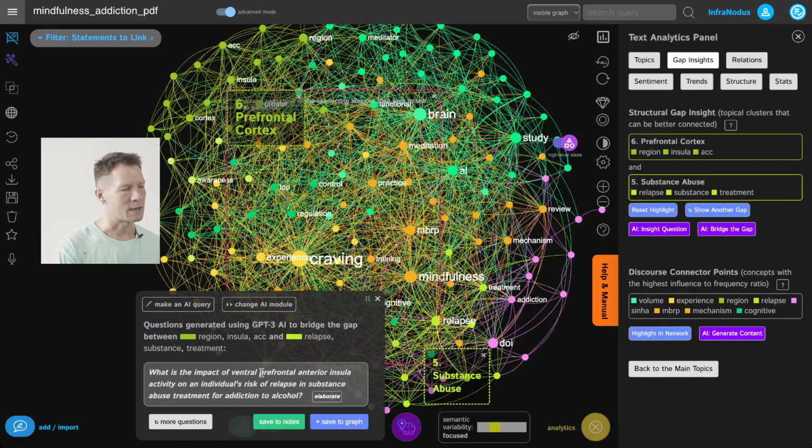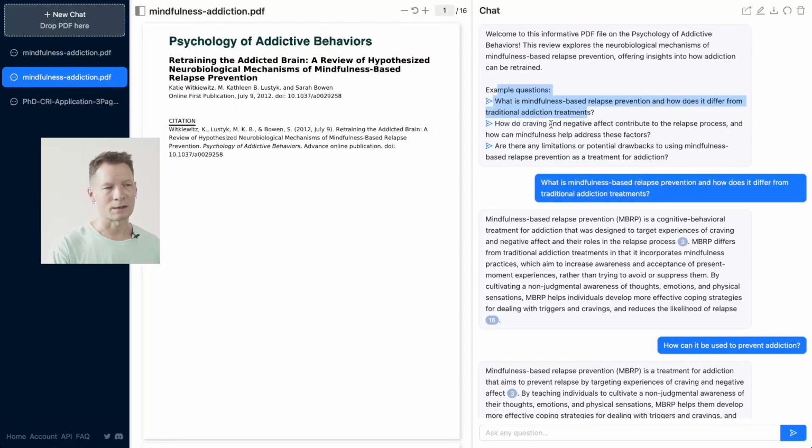And here it says, what is the impact of ventral, prefrontal, anterior insular activity on individuals' risk of relapse and substance abuse treatment for addiction and alcohol? So that means that I can try to think of this question, and thinking of that question, I will be able to develop the discourse further, because I'm bridging the gap between two different ideas which are not yet connected inside this text. This is very different to what you get in the other tools that just ask you general questions about the documents and where you don't know what those gaps are.